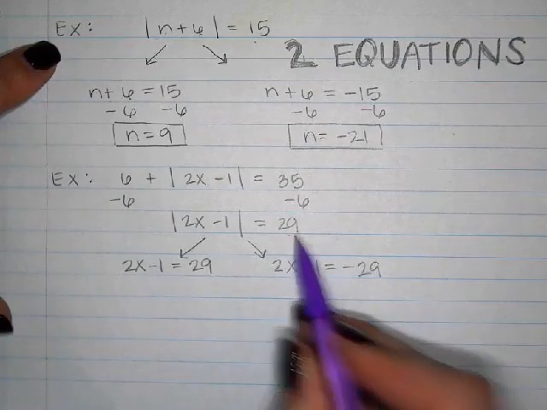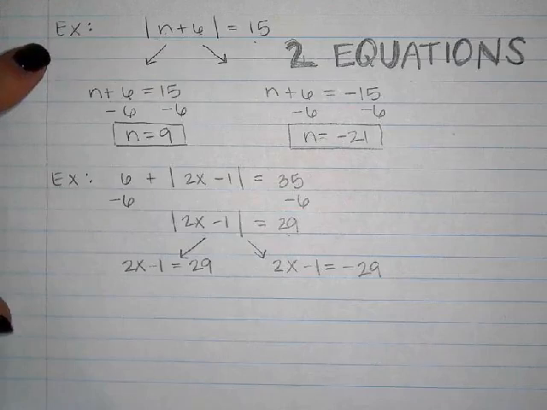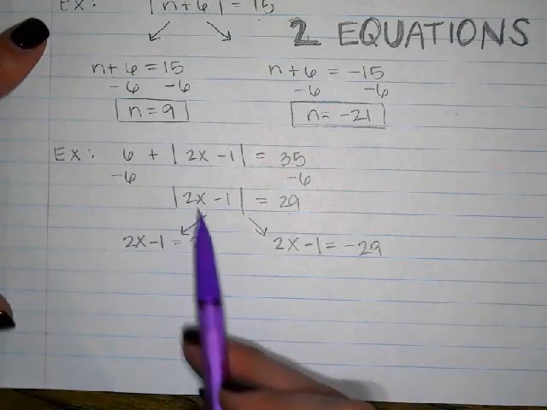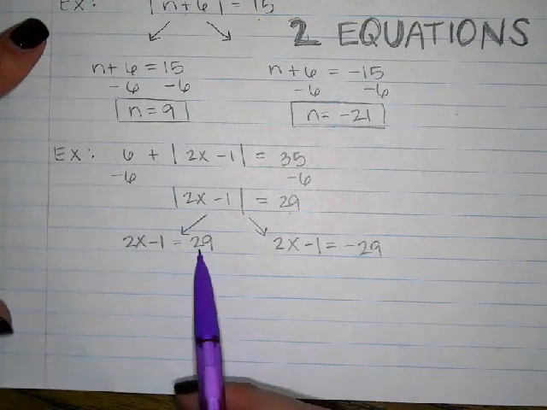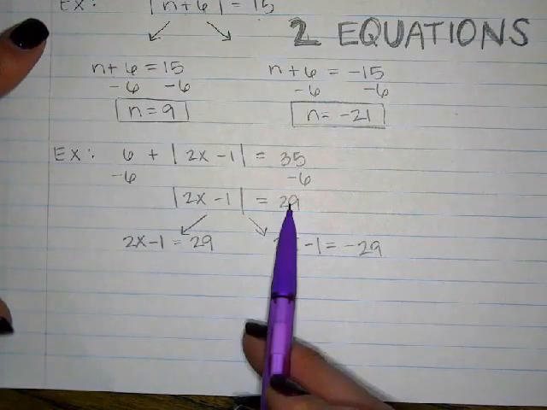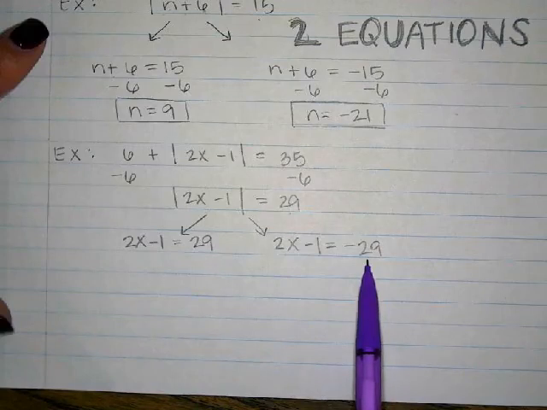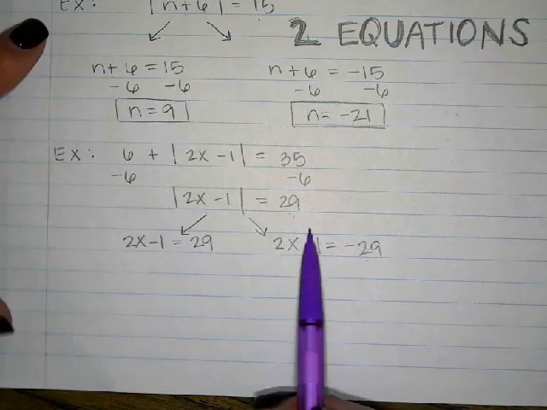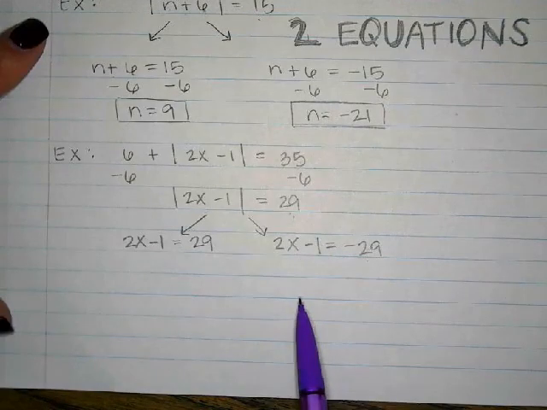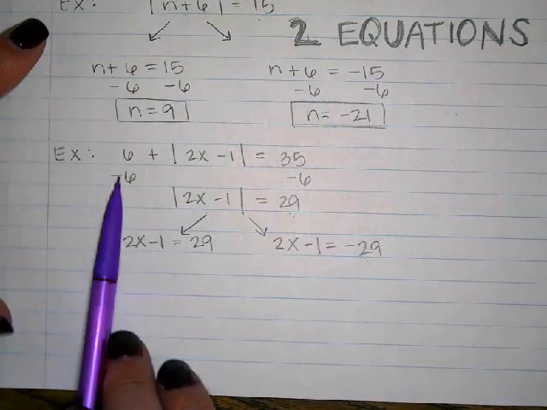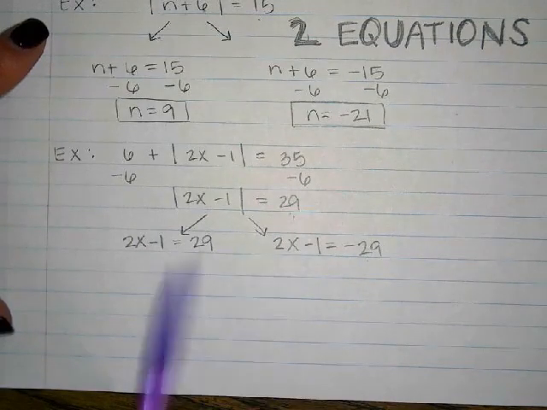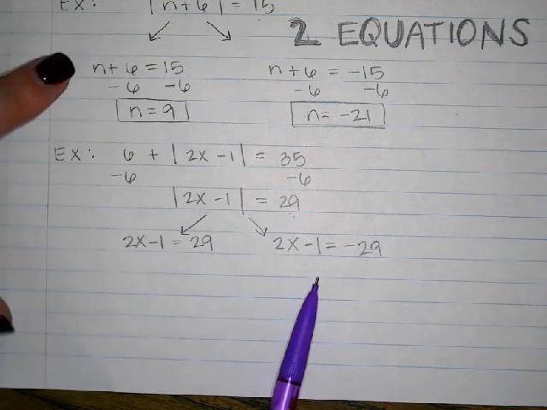So whatever this number is, it could have equaled 29, so it had a distance of 29, or it could have equaled negative 29, so it had a distance of 29. Could have gone either way. Okay? So the important thing was we subtracted the 6 over before we did our two sets of equations. Okay. Now, as we solve our two sets of equations, what's the first step going to be?